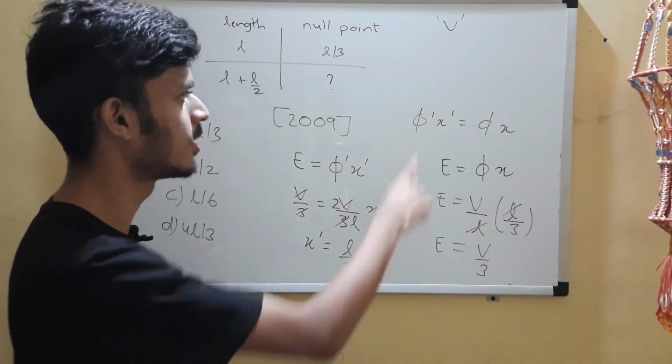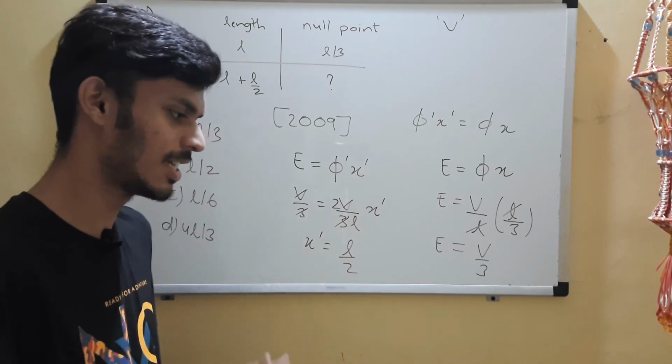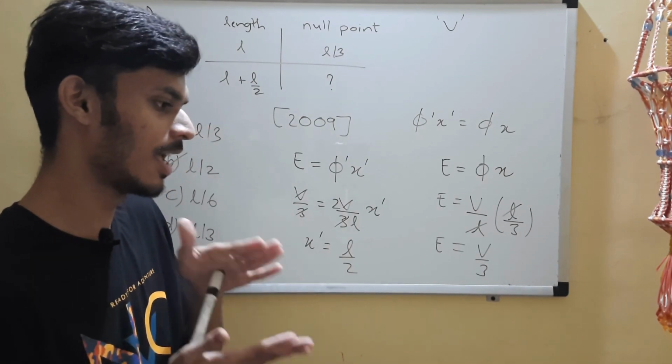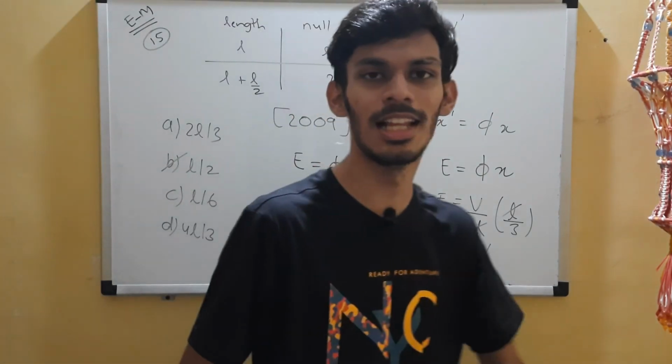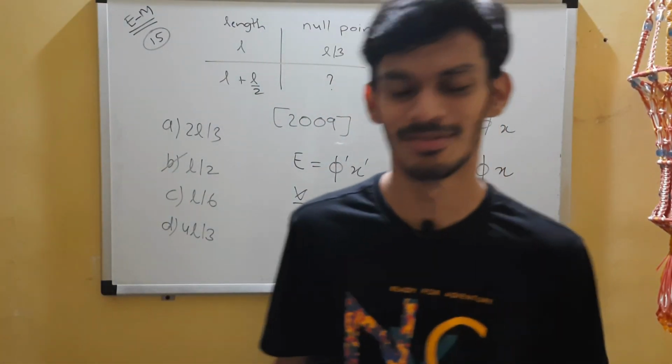So you could have just used this: phi dash into X dash is equal to phi into X. Okay, so that is how you do this question. Let's move to the next question.